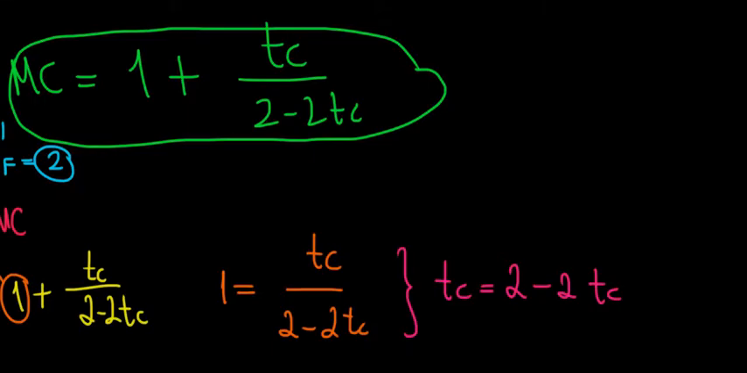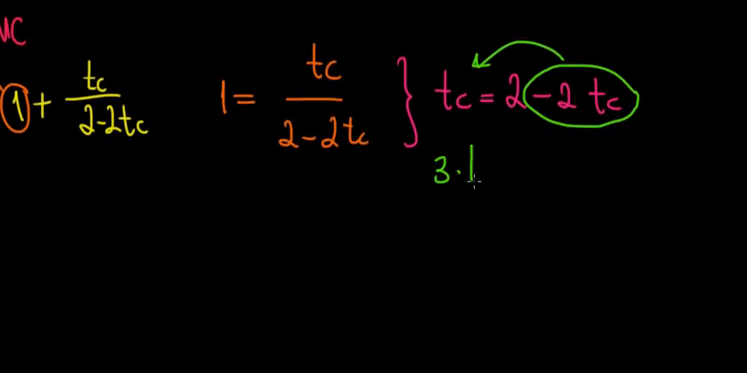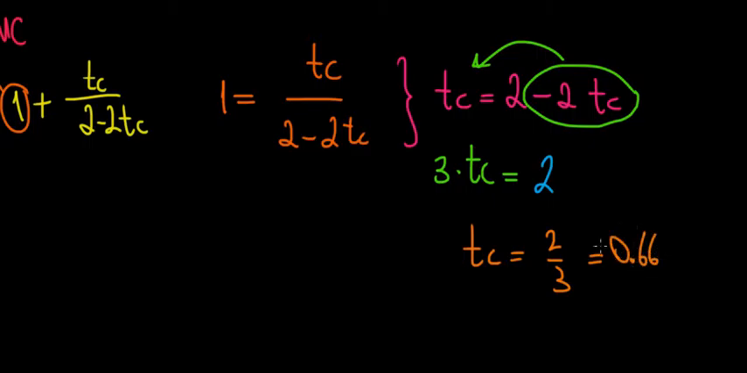Let's take the TC to one side. So we bring this one to the left. TC plus 2TC is equal to 3 times TC. So 3 times TC is equal to 2, right? Now let's divide both sides by 3 to find out what the optimal tax is. So TC is equal to 2 divided by 3, right? 2 divided by 3, that's equal to 0.66, meaning that 66% of the price.